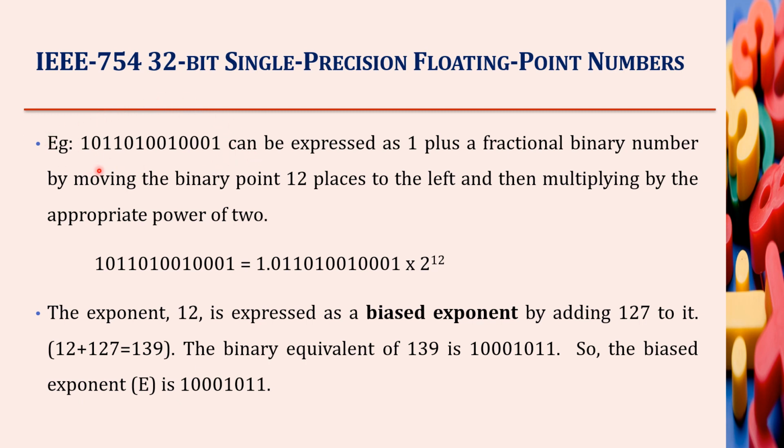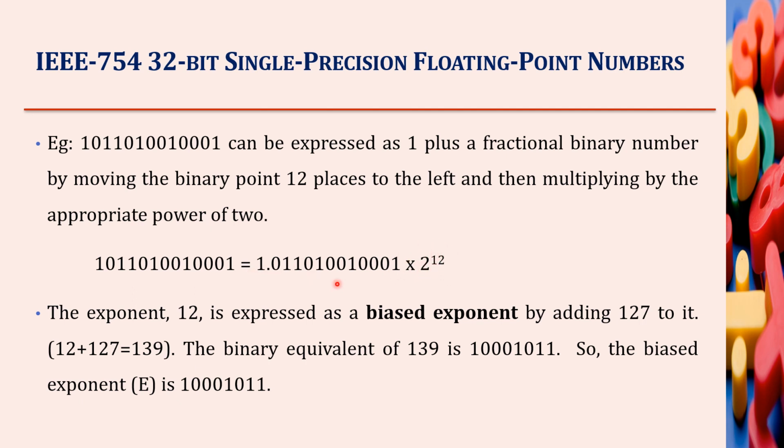For that, we need to move this binary point 12 places to the left. That means we need to put the binary point immediately after the first non-zero digit. Here the number is 101, 101, 001, 0001. So we are going to put the binary point immediately after the first non-zero digit, making it 1.01. We need to move the binary point 12 places. So now the number becomes 1.011010010001 times 2 to the power 12.